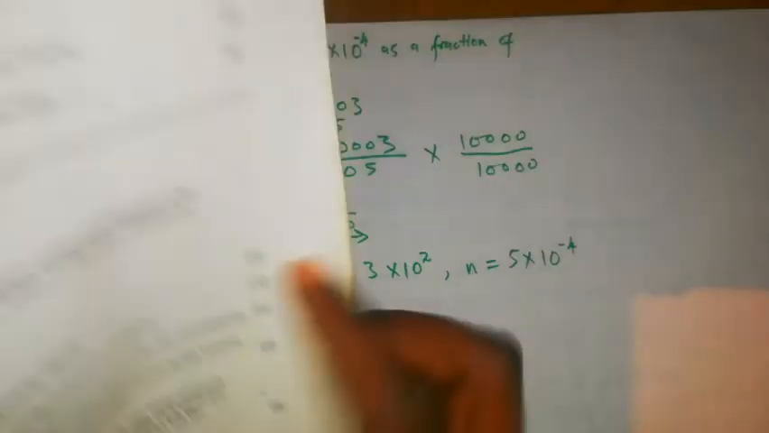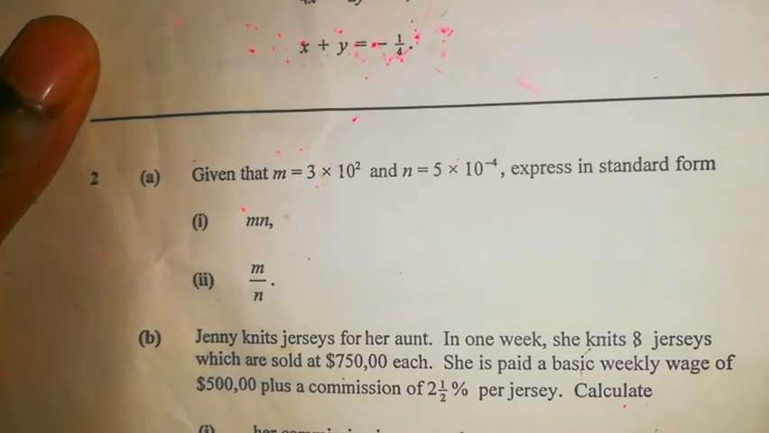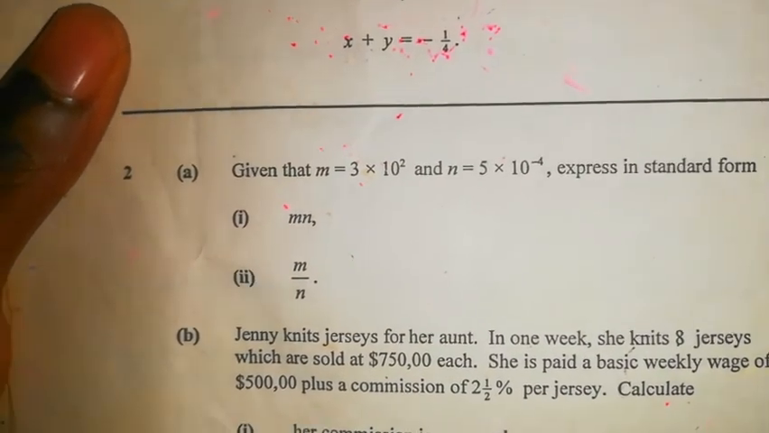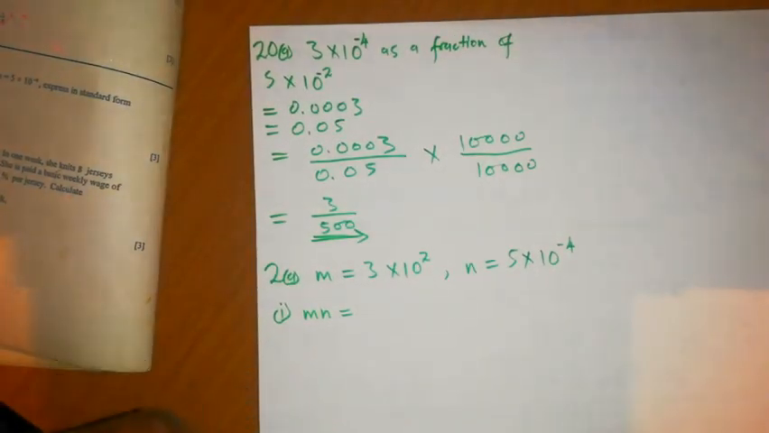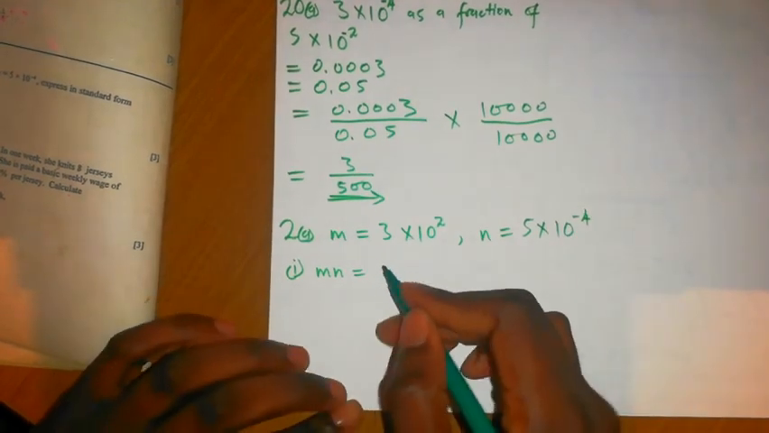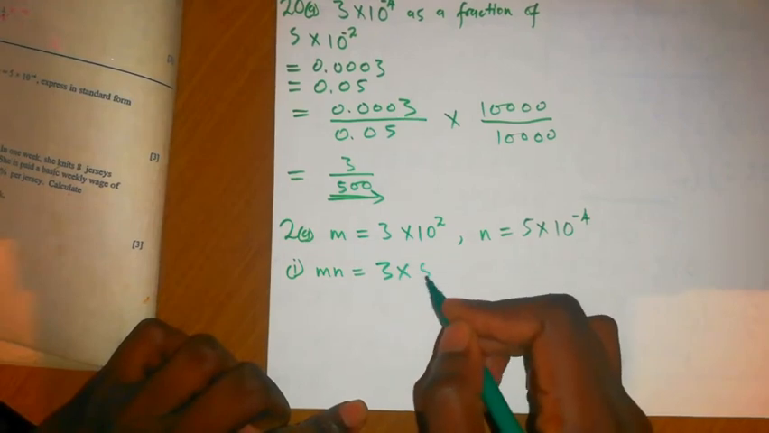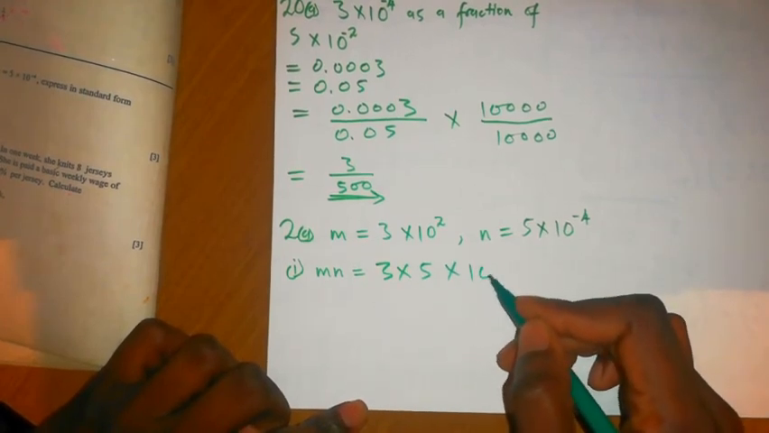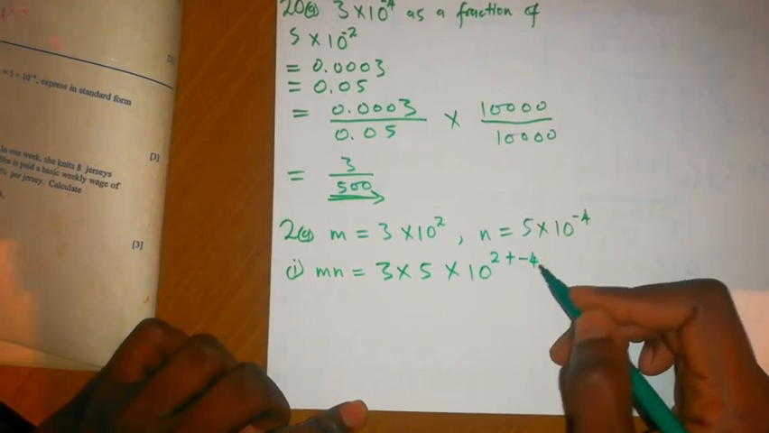Now we're answering November 2002. There is the question on November 2002. We're given M and N. Then in our questions, we've got item 1 and item 2. Item 1 demands us to do our multiplication. So as we do our multiplication, we're going to collect what's possible to be multiplied. So in this case it's 3 times 5, then times a single 10 plus negative 4.